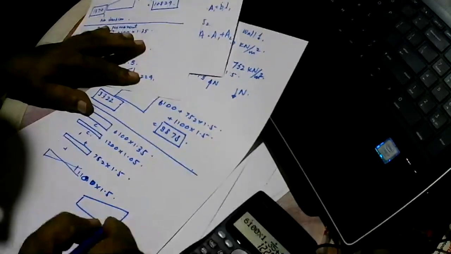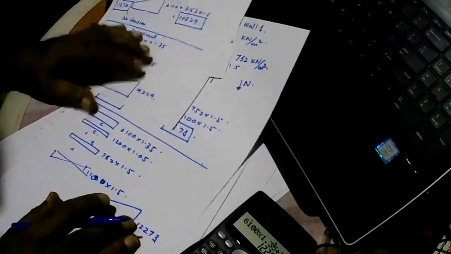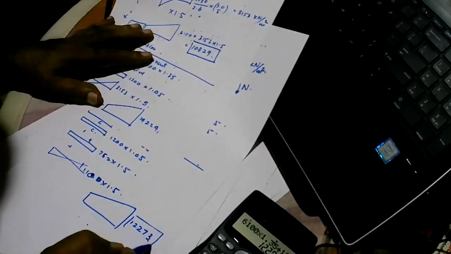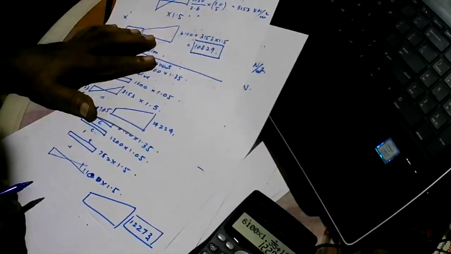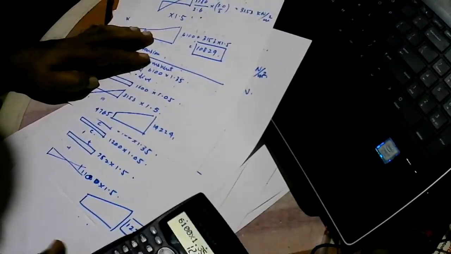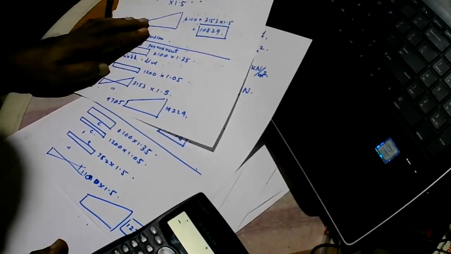So you get 12,273, and earlier we got 14,224. Here now we are getting 12,273. Earlier we got 14,224. Now we are getting 12,273. Whereas on the tension side, earlier we got 4,765.